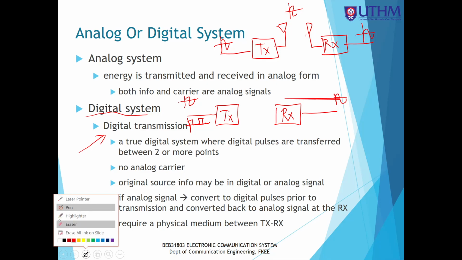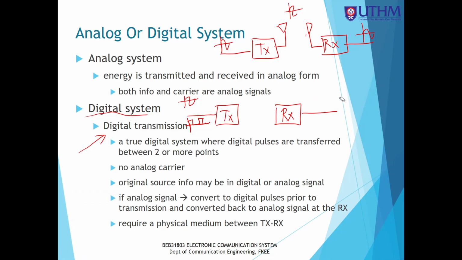So the beautiful thing about the digital system is that it is adaptive. It can receive analog and also digital signals, and it can produce analog or digital at the output.